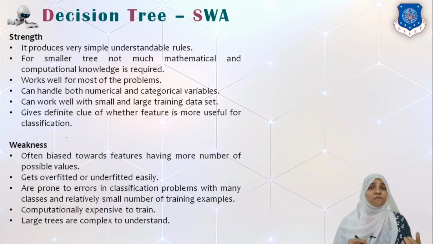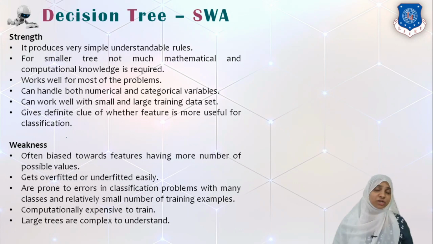Decision trees are often biased towards features having more possible values. They get overfitted very easily. That's why pruning is essential in decision trees. They are more prone to errors in classification problems with many classes. So if your training data is very small and the number of classes in prediction is very large, there is a high chance of a high error rate with a decision tree.